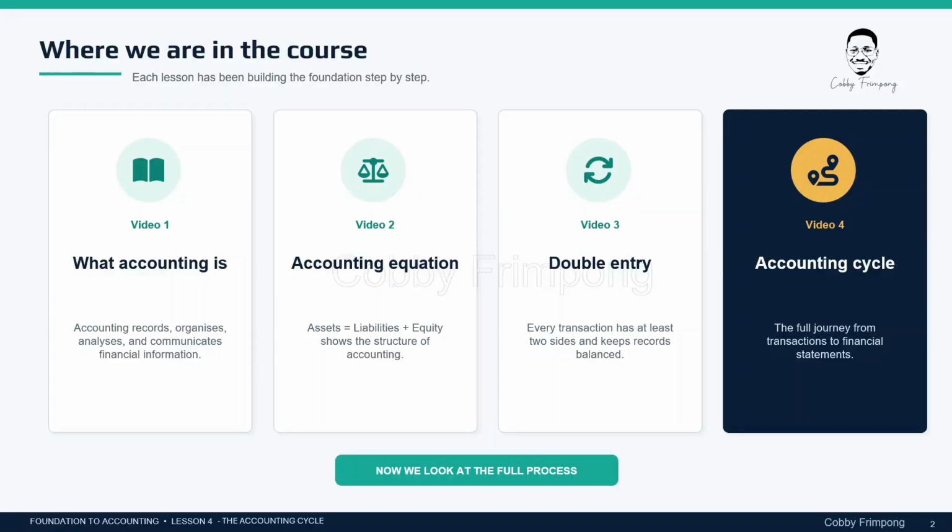Where we are in the course. In Lesson 1, we learned what accounting is and why it matters. In Lesson 2, we learned the accounting equation. In Lesson 3, we learned the double entry principle, which explains why every transaction must have at least two sides. Now, in this lesson, we are looking at the full journey of accounting.